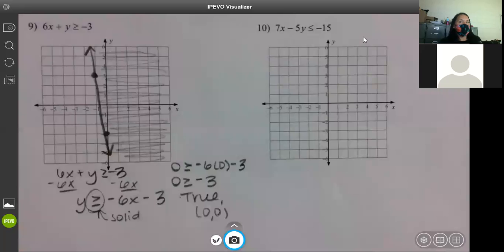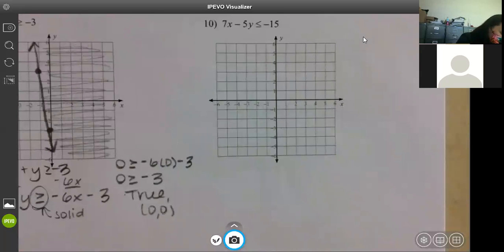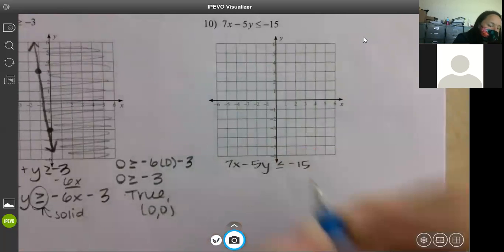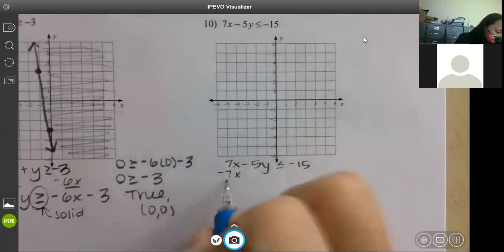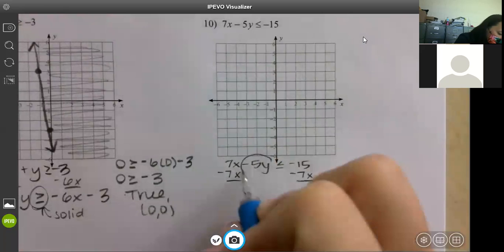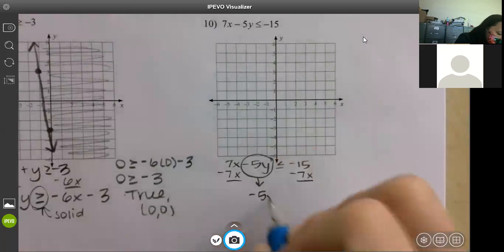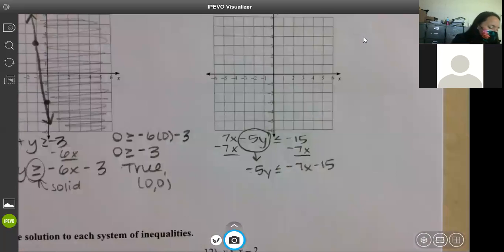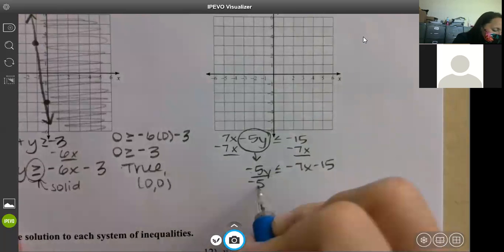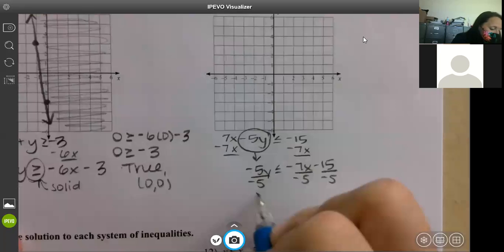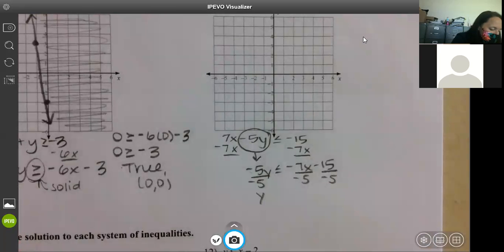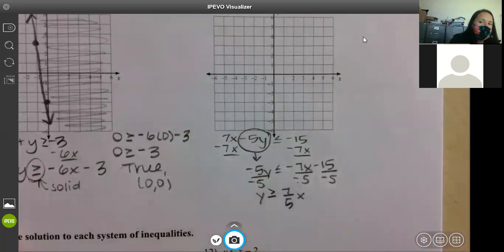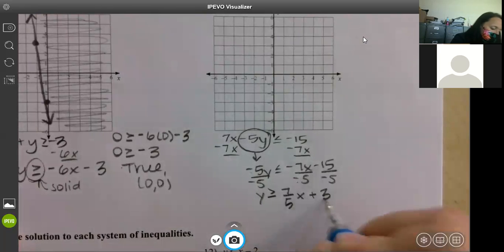One more. What do I have to do to solve this one? Move x. How do I move it? Minus 7x. Make sure you bring down your whole negative 5y. Negative 7x minus 15. How do I solve? Since I divided by a negative, what do I have to do? Flip that sign. Negative over negative makes a positive 7/5 x. Negative 15 divided by negative 5 is positive 3.